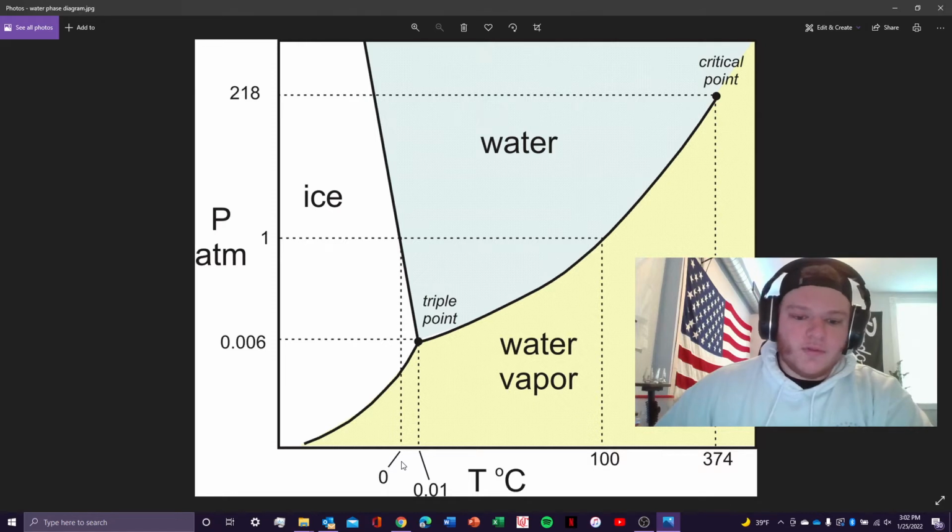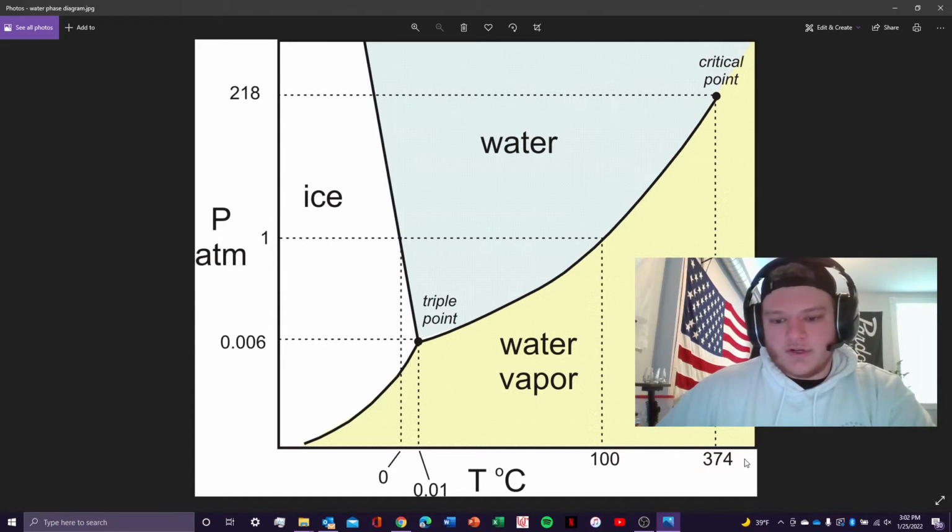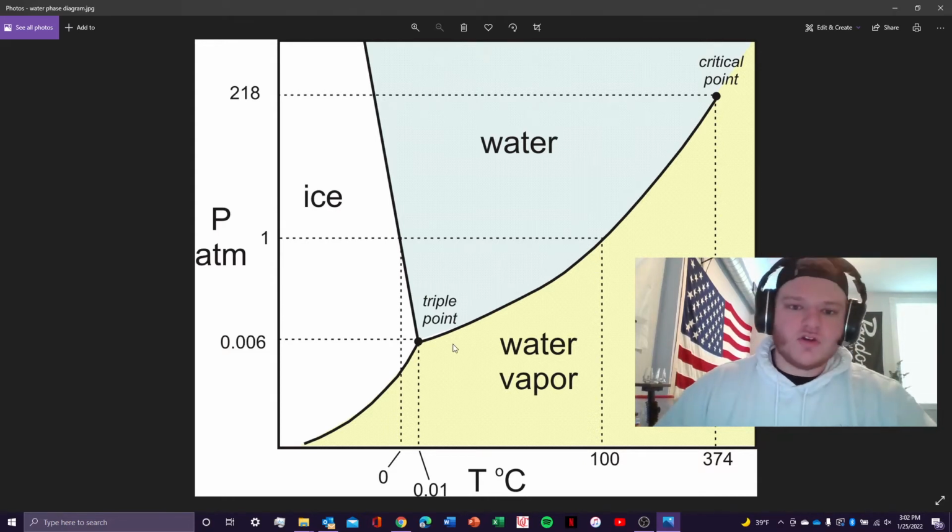And then if we come to the freezing point of water, 0 degrees C, and at 1 atmosphere, we are at water solid ice. And then we have the critical point, that's basically at 218 atmospheres and 375 degrees C. That blurs the lines between water and water vapor, but we're not talking about that today. Today we're talking about the triple point.